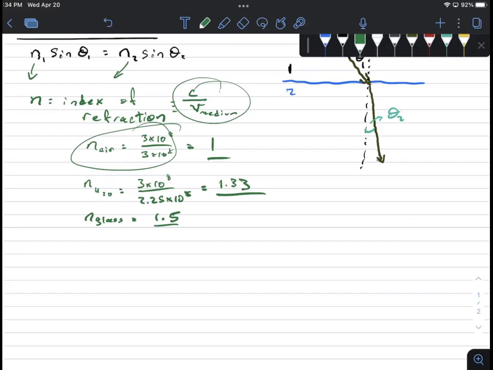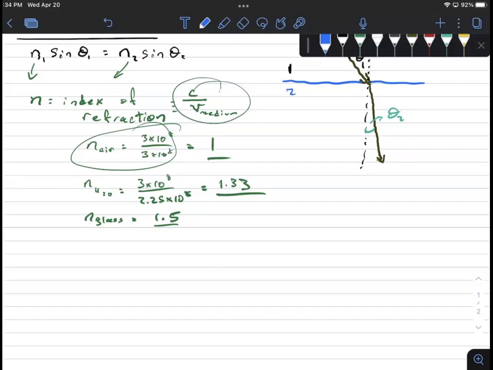Now, the types of problems we're going to do, it's probably going to be one of these three. We're going to be going from air to water or from water to glass, things like this. So these are the numbers we're going to use. And in fact, just like everything, you won't have to memorize these numbers. These will be given on a test if you need to use them. But just get used to the fact that these are the numbers we're going to use for the index of refraction.